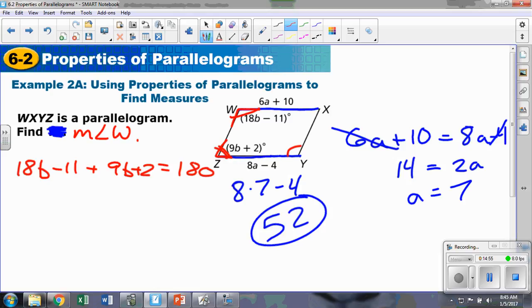Rushing through this one, 18 plus 9 would give us 27b. Negative 11 plus 2 would be minus 9. And adding 9 would give us 27b equals 189. And dividing out by 27, 189 divided by 27 equals 7.